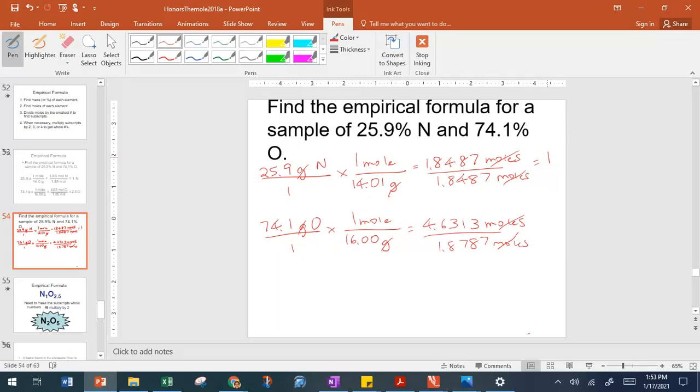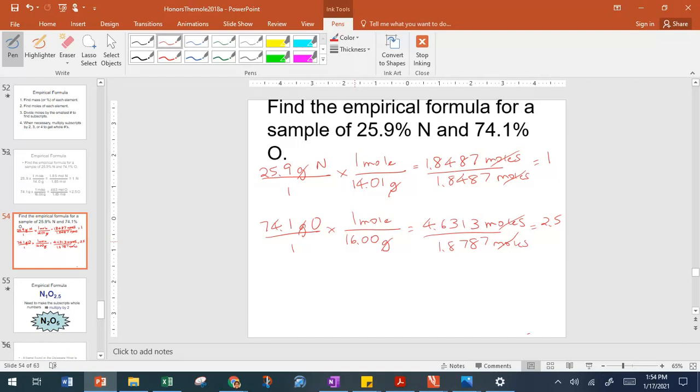And then if we take that 4.6313, divide that by 1.8487, we get 2.5. So at this point, you should either get a whole number or you should get something that's close to a half. If you're getting something very different, like close to a quarter or 3/4 or something like that, then I would double check to make sure you didn't make a calculation error. Make sure you're using the correct molar mass of each of your elements and that you didn't make a mistake like assuming one of them was diatomic or something like that.